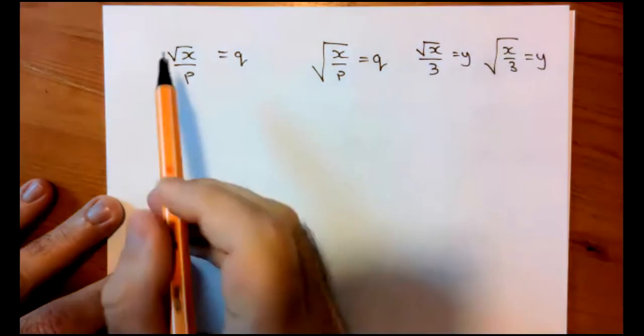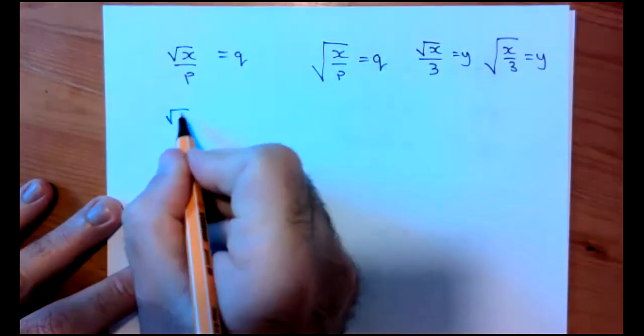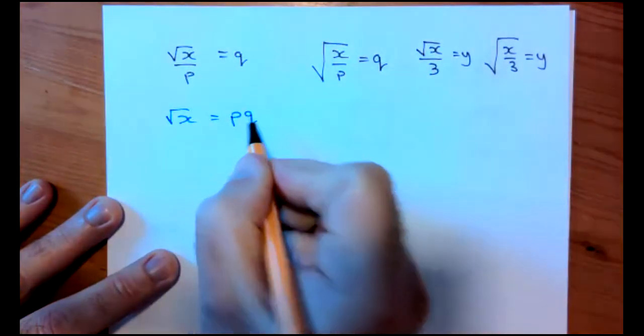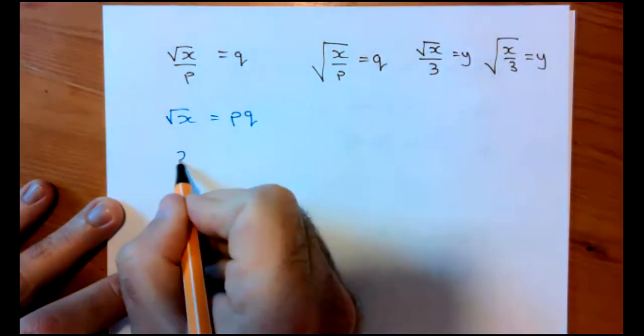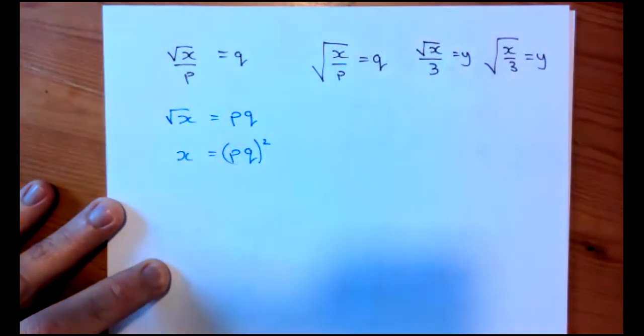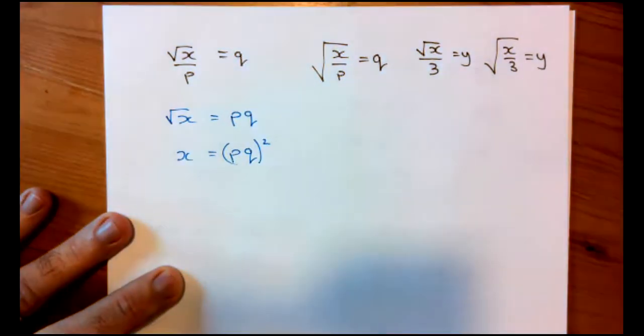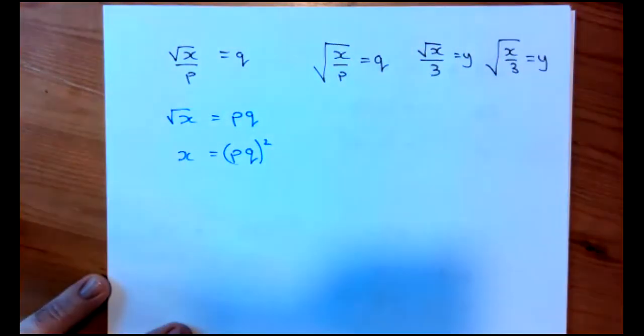Okay, so let's start with the first one. How are we going to eliminate the divide by p? Let's multiply both sides by p. And then we want to square pq all squared. Make sure you put that in the bracket, otherwise it will just be p multiplied by q squared. Okay?